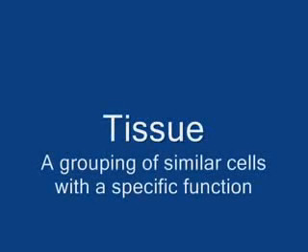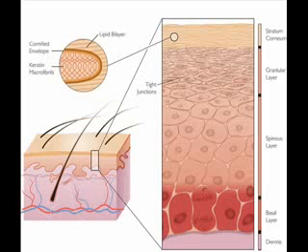Tissue, a grouping of similar cells with a specific function. Some examples of tissues in the human body include skin, the lining of the intestinal tract, bone, cartilage, and tendons. In this picture, you can see the many layers of cells found in skin tissue.